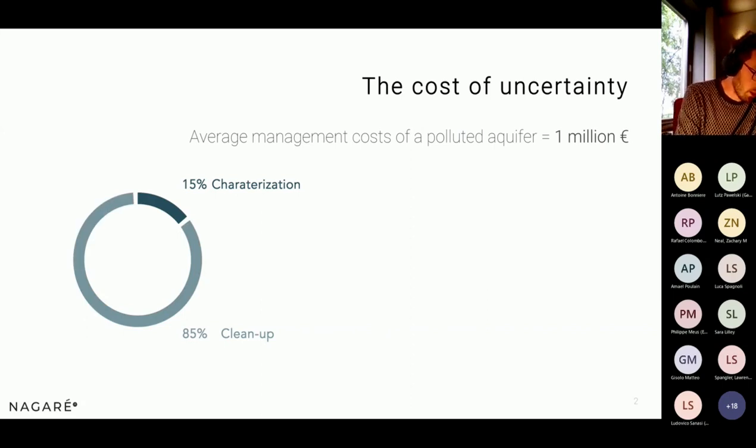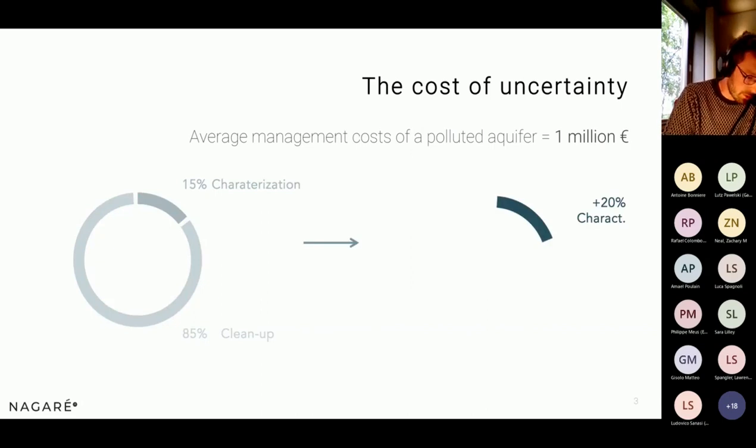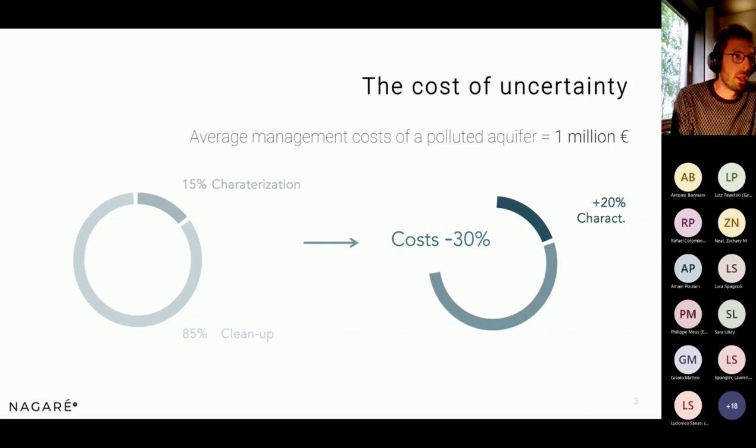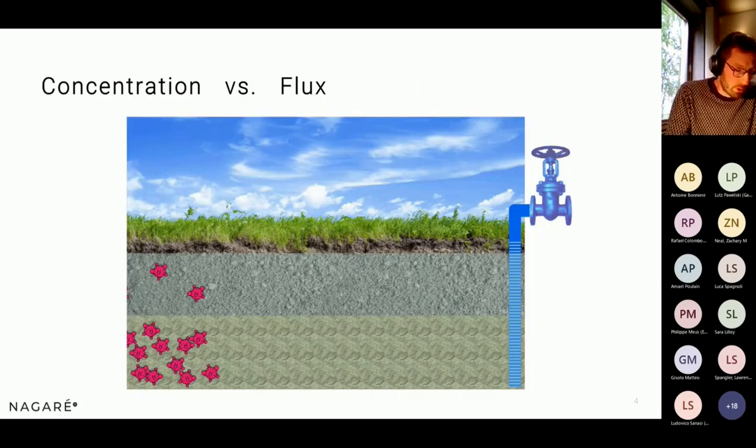So what we propose is to increase a bit the share of the characterization studies to better understand what happened in the aquifer by, of course, using our services in order to reduce the risk mitigation cost, that can be monitoring plan or remediation plan, up to 30 and sometimes more percent. So how do we achieve this? As I said, by being more relevant. So currently, when we have to characterize a polluted aquifer, we analyze the concentration of pollutants found in the water.